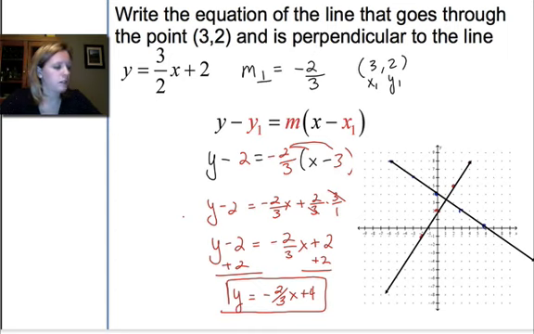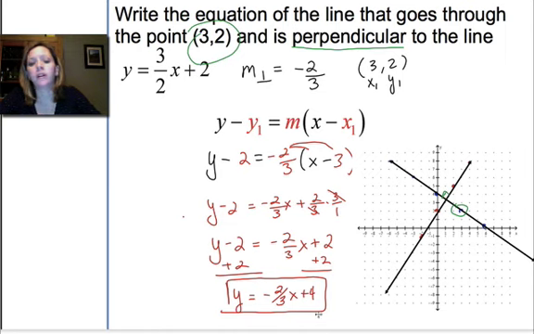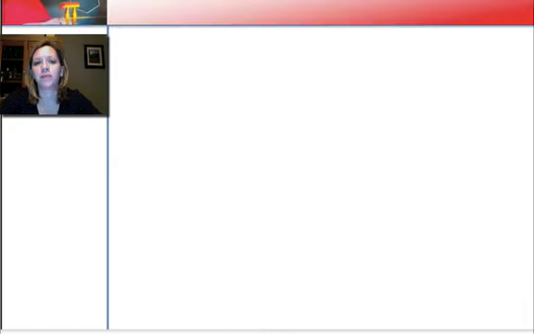Now, two things need to happen here. The first thing is my lines need to be perpendicular, but I'm cool with that. It looks like they intersect at a 90-degree angle. The second thing is that my second equation needs to contain the point (3, 2). So over 3, up 2, and we can see that it does go through that point. So I'm pretty confident that y equals negative 2/3 x plus 4 is the correct equation of that line.